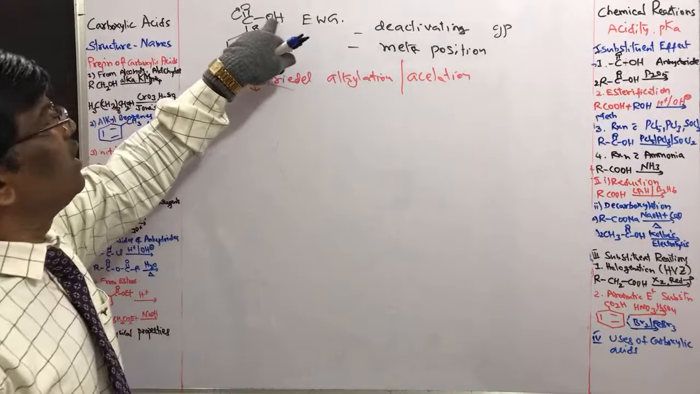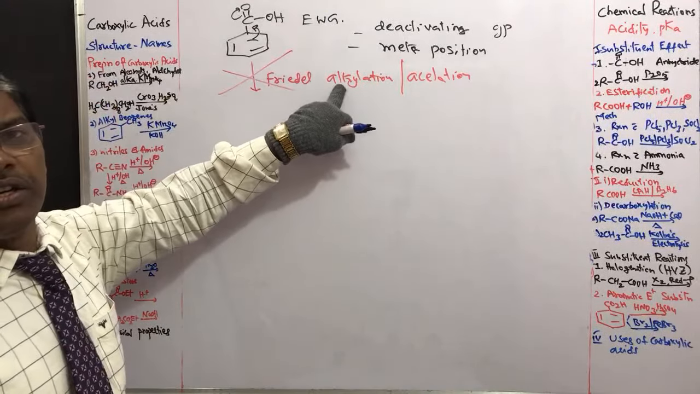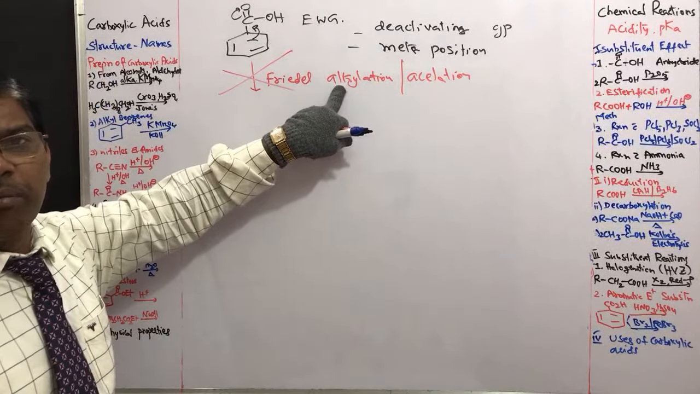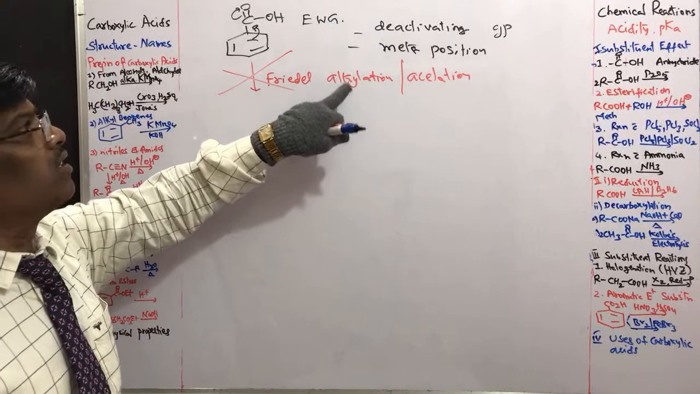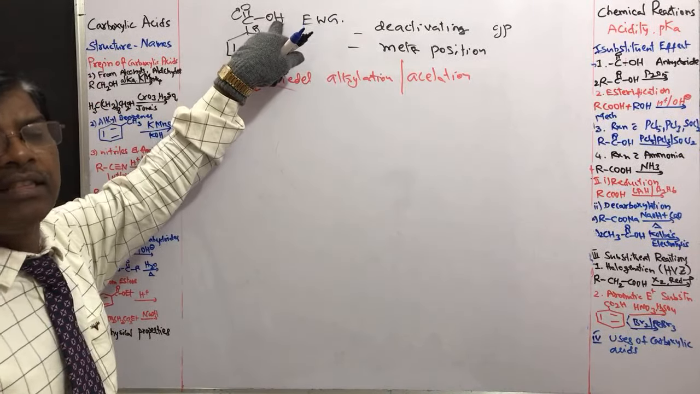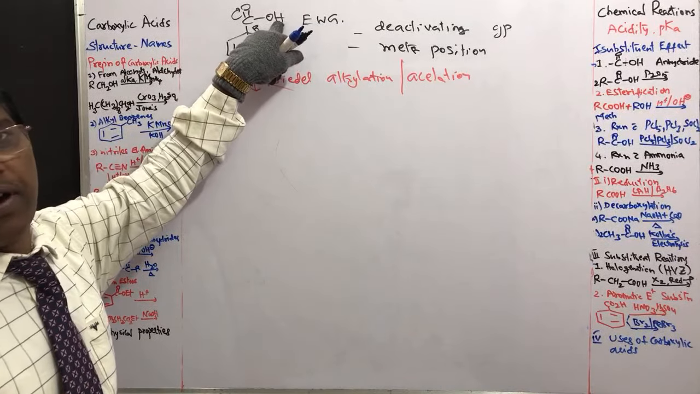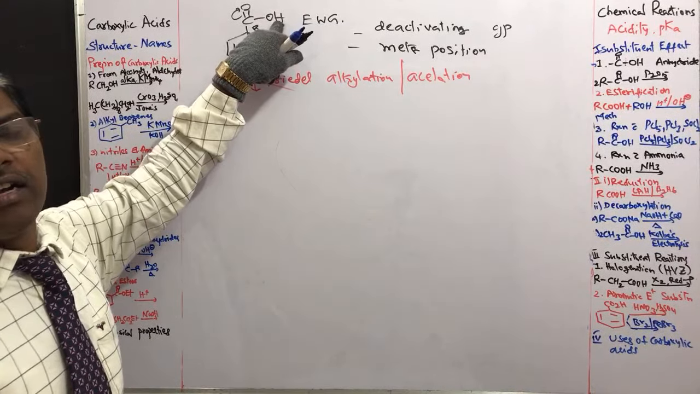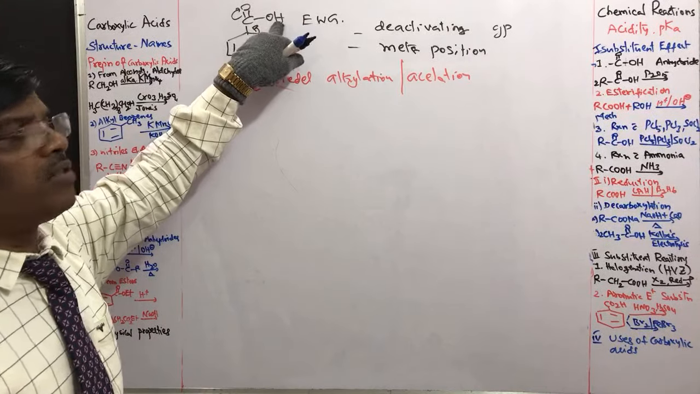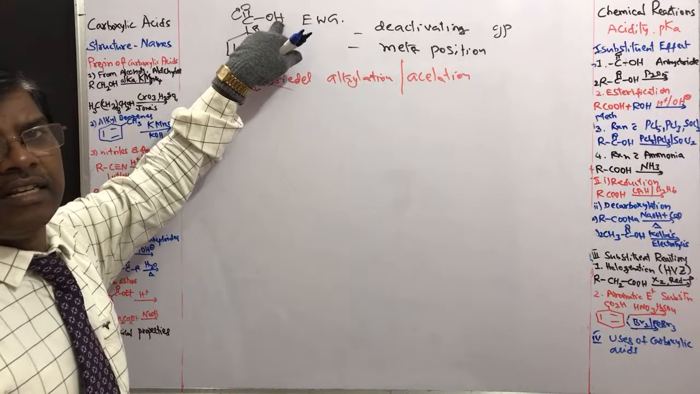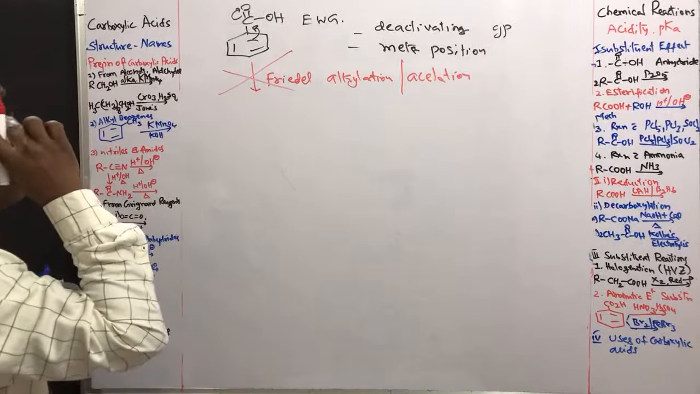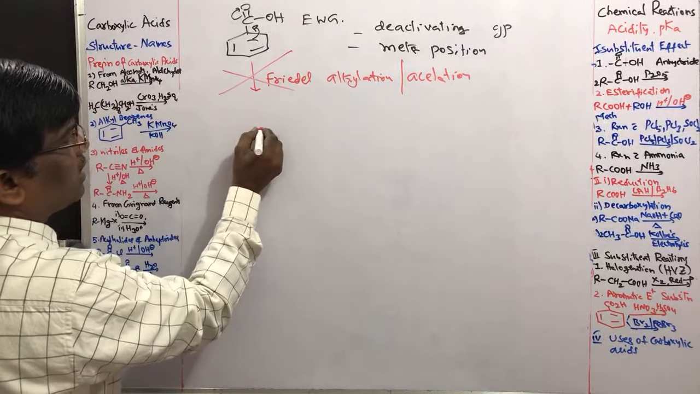Why? It easily loses H plus ions. We are going to use dry aluminium chloride. This dry aluminium chloride is going to form a complex with carboxylic acids because it gives H plus ions. So further it will not move forward because it forms a salt with the carboxylic acid. So that is why Friedel-Crafts alkylation is not going to be done, right?